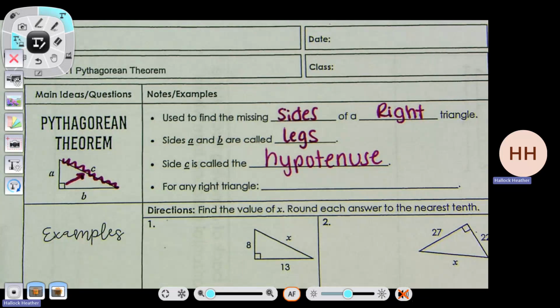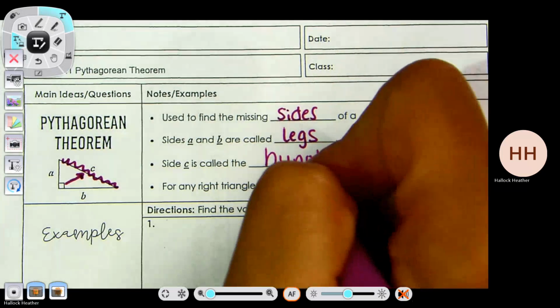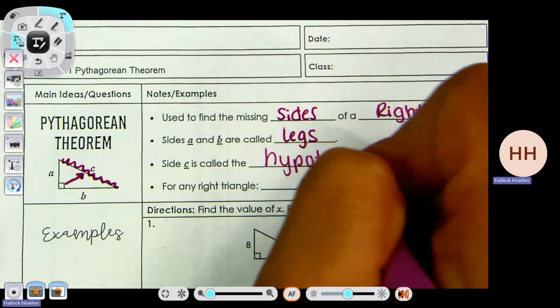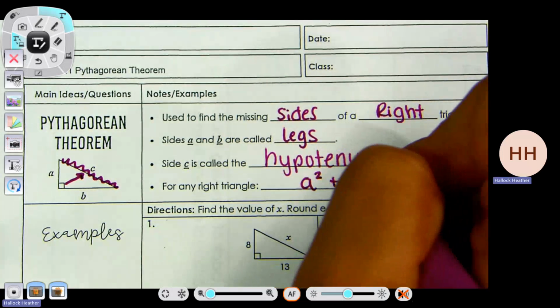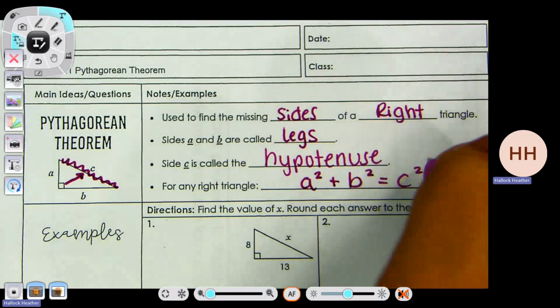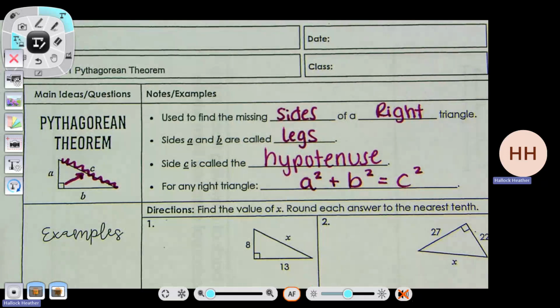And then does anybody know the formula for it? A squared plus B squared equals what? C squared. So A squared plus B squared equals C squared. C has to be the hypotenuse. A and B do not matter. They go back and forth. So whatever you want to choose for A, whatever you want to choose for B, it doesn't matter as long as C is the hypotenuse.